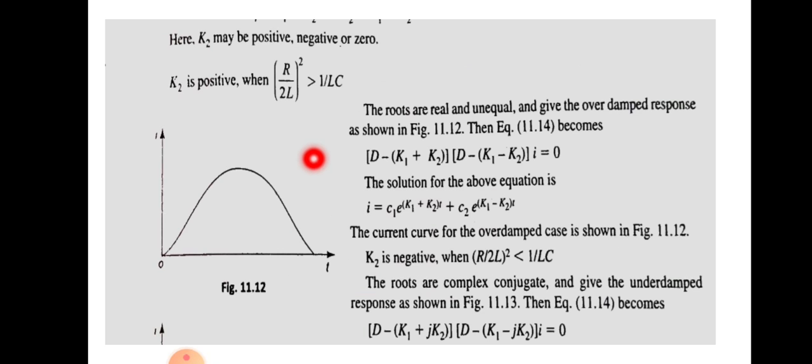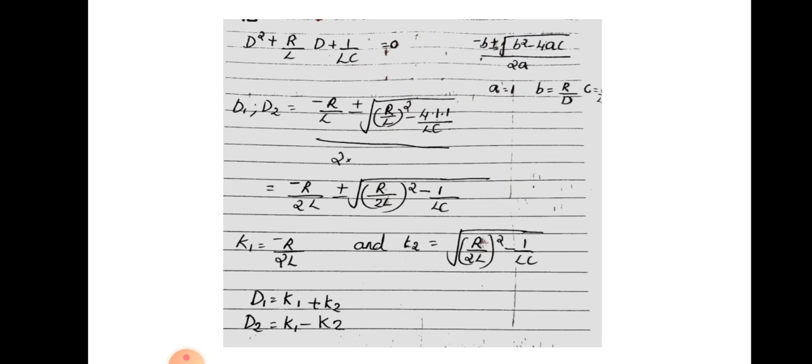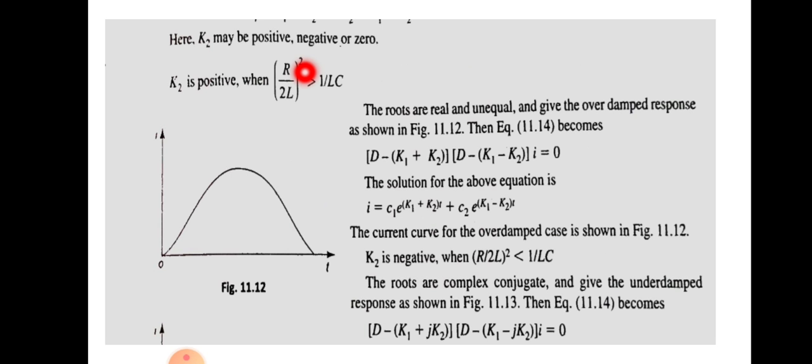So based on the value of K2, that may be positive, negative or 0. When K2 is positive, it means this term is much greater than this term, 1 by LC. So we can write (R by 2L) squared is greater than 1 by LC. In such cases, the square root is a positive quantity, so the roots will be real and unequal.